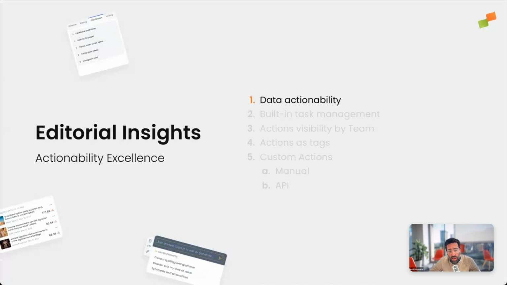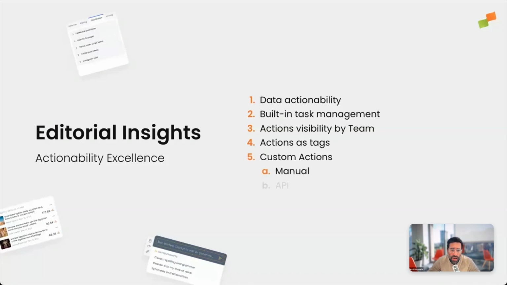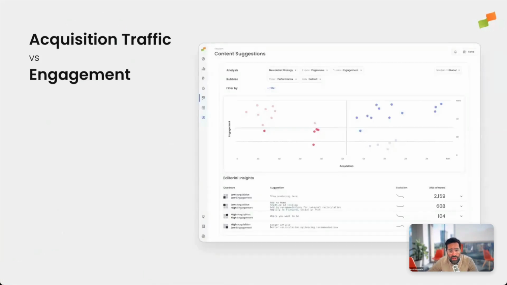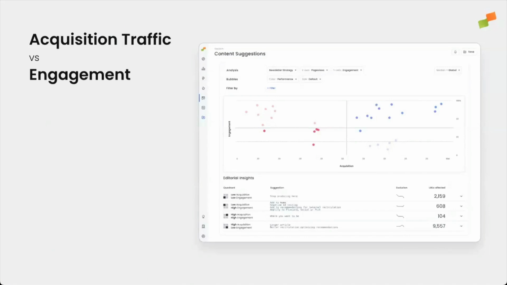So remember, Editorial Insights is all about data actionability. There is built-in task management. For the actions, you can control the visibility on a team-by-team basis. Actions are also tags, so you can look at data retrospectively and see how you are improving on one aspect or the other. And you can create your custom actions manually or via API. Now, which actions do we have on the radar? Let me show you, because they are very interesting.